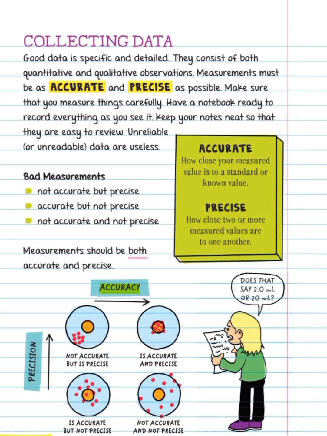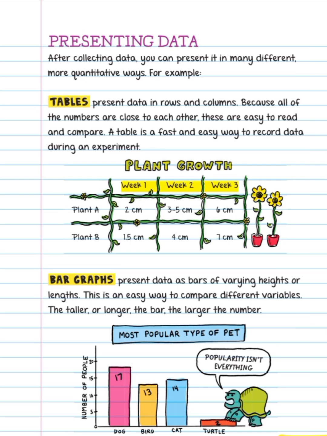Week 1, Week 2, Week 3. Plant A: 2 cm, 3.5 cm, 6 cm. Plant B: 1.5 cm, 4 cm, 7 cm. Bar graphs present data as bars of varying heights or lengths. This is an easy way to compare different variables. The taller, or longer, the bar, the larger the number.